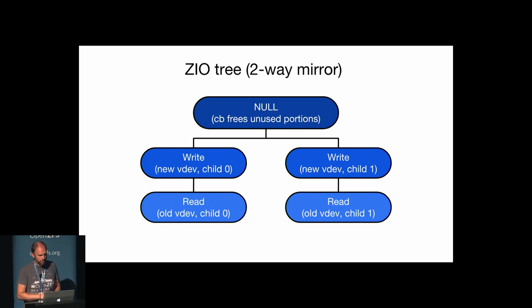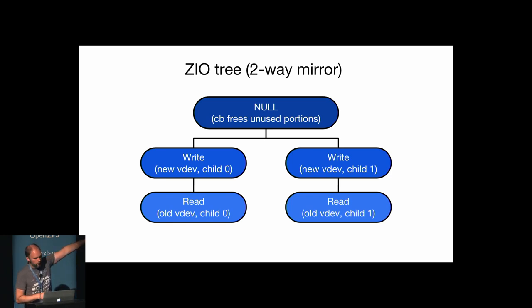Again, keeping with the example of the two-way mirror, we create a ZIO tree. So this harks back to, hopefully you all were paying attention during George's talk, and you know by looking at this diagram exactly what will happen. So this tree is showing the ZIO dependencies. Remember from George's talk, the children have to complete before their parents. So in this case, we're going to issue these two reads that are the leaves of this tree. And when the reads complete, then we're going to issue the writes. And then when both writes have completed, then this topmost null ZIO is complete.